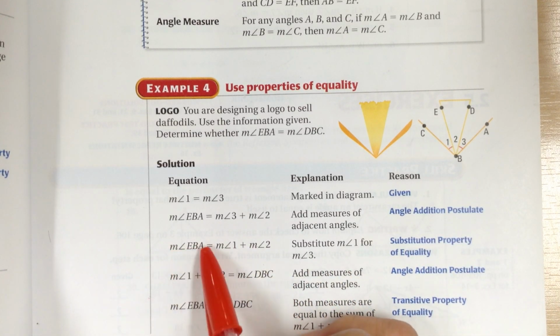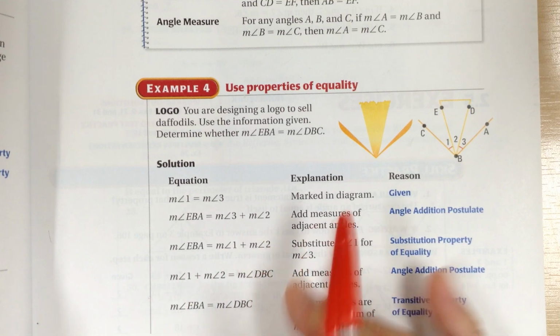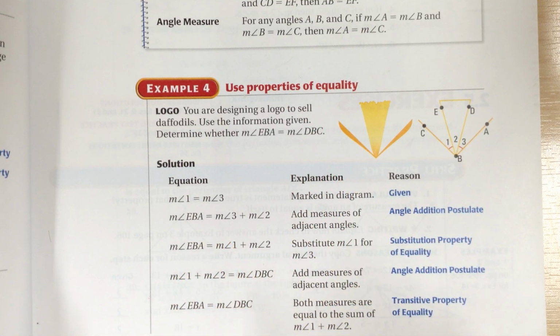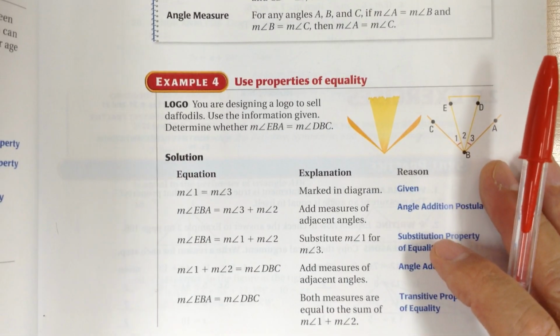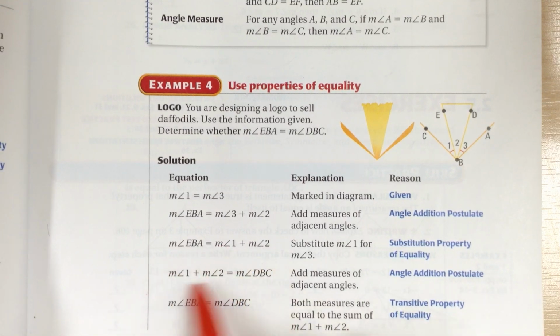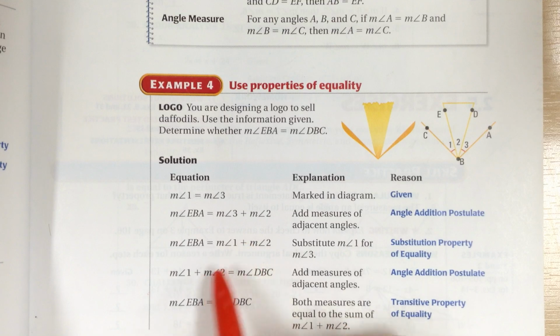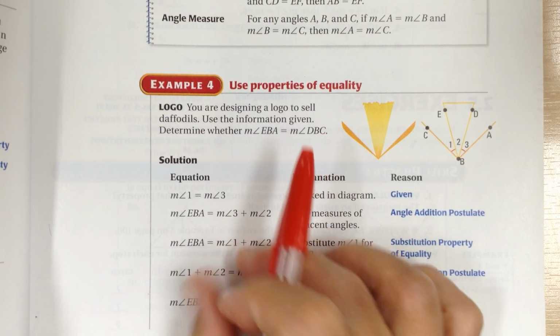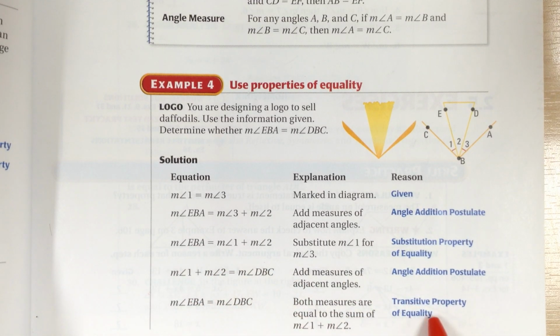Since EBA equals 1 plus 2 and 1 plus 2 equals DBC, the transitive means like the link, like this one over here. So by doing the linking, remember what we did, right? This equals that, and this equals that, so you link them together like dominoes. That's called transitive. So for transitive, think about dominoes. You link them together, and that's your transitive property, okay?